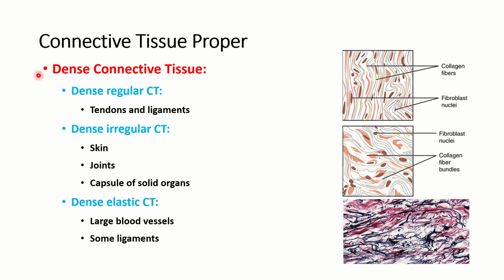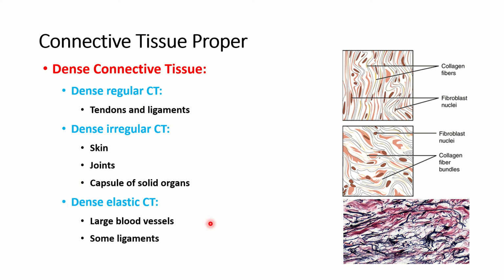Dense connective tissue, here is a lot of fibers. The dense regular means that the fibers are running parallel to each other. And these fibers are mainly collagen fibers, and you see them in tendons and ligaments. Dense irregular, they are going in different directions. Some of them are going like this, some are like that way, and some of them coming toward you or away from you. And they are seen in the reticular layer of skin, in the joint capsule, and the capsule of solid organs like kidney and liver and spleen.